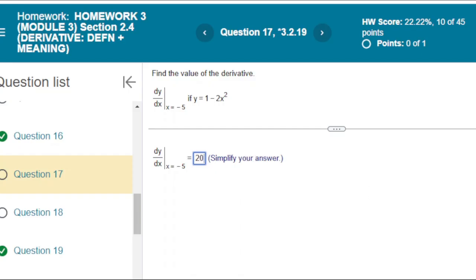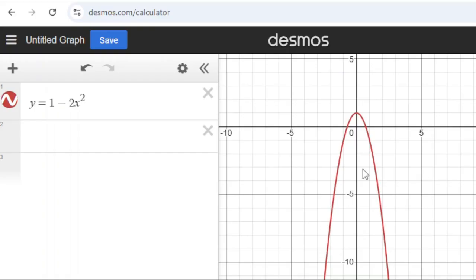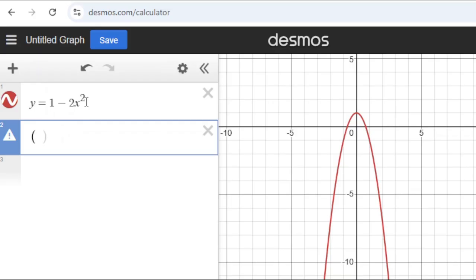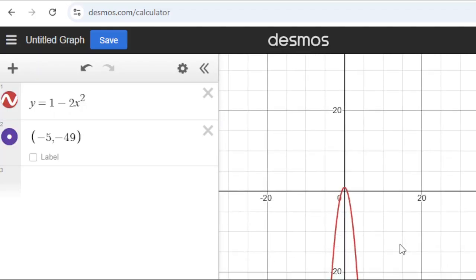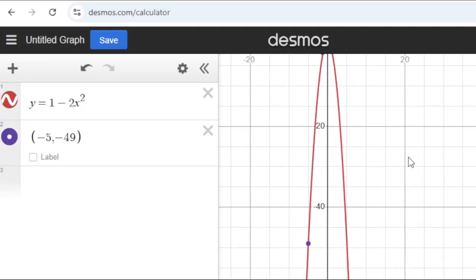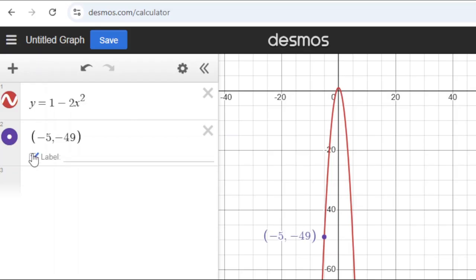We're going to look at this on Desmos as well. Here's the graph of 1 minus 2x squared. Now, if you plug in -5 for x, -5 squared is 25, positive 25 times 2 is 50. 1 minus 50 is -49. So the point -5, comma, -49 is going to be on the graph. In fact, we have to zoom out to really see that point. It's way down here. There's the point. Let me label it here. There's the point -5, comma, -49.